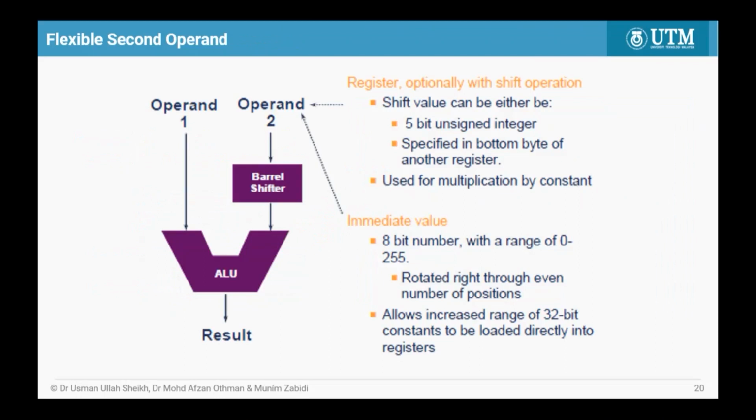Okay, so again, before you do the data processing, you need to have two operands. The first operand is either from your immediate data or from your register, and the second operand is another source register, but it will undergo a barrel shifter, and then after that you do the data processing, and it will produce a result.